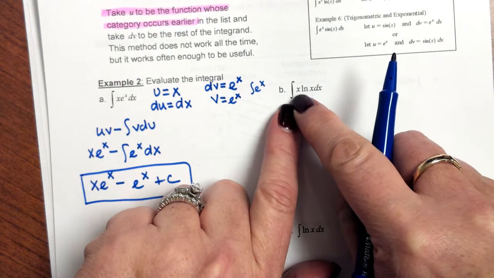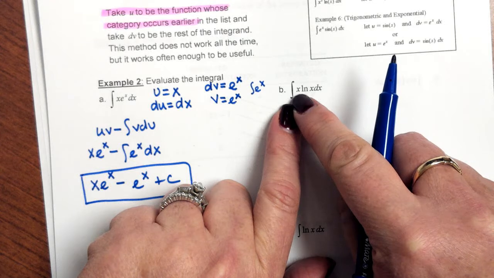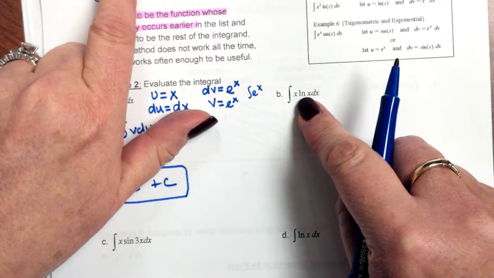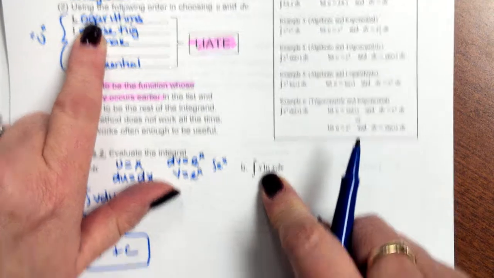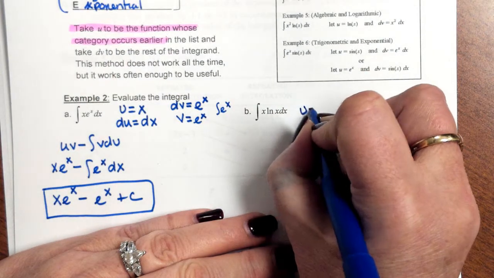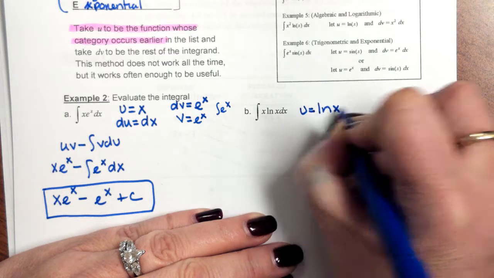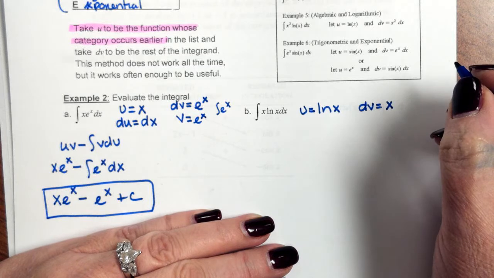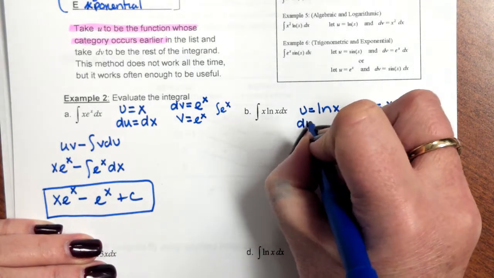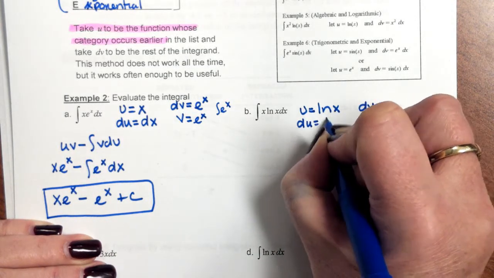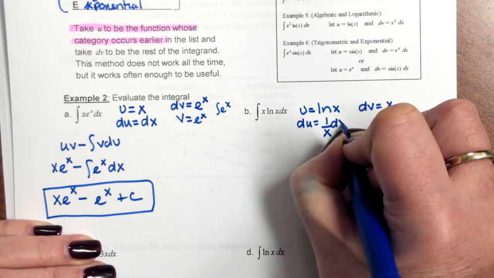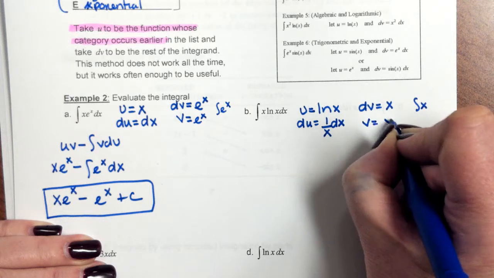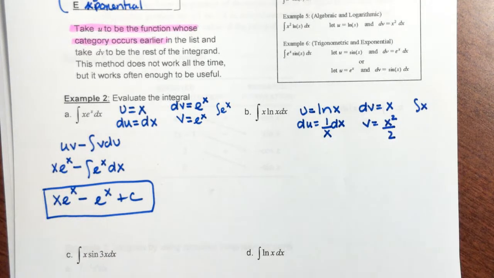So looking at b, notice the functions you have inside your integral. You have an algebraic and you have a logarithm. So notice logarithms are at the top of my list in terms of LIATE. So I'm going to let u be equal to the natural log of x. My dv will be equal to x. So du is going to be equal to the derivative of natural log of x, which is going to be 1 over x dx. When I integrate x, that's going to give me my v, which is going to be x squared over 2.